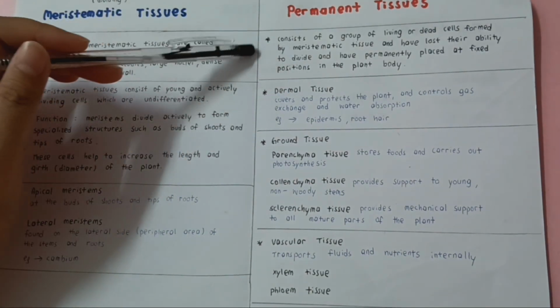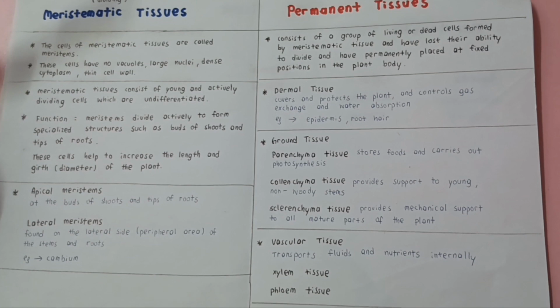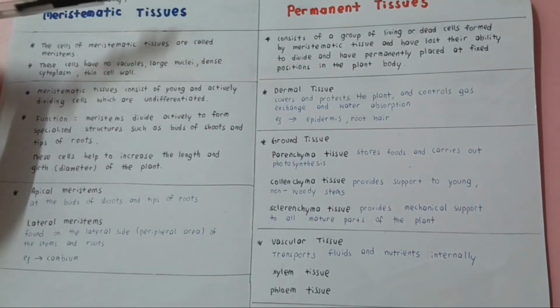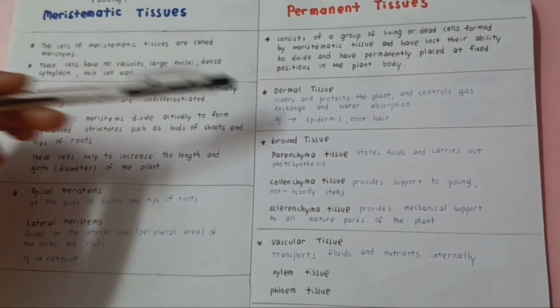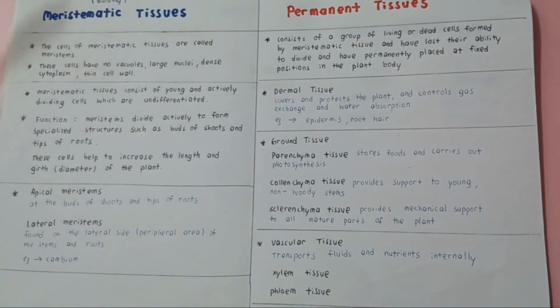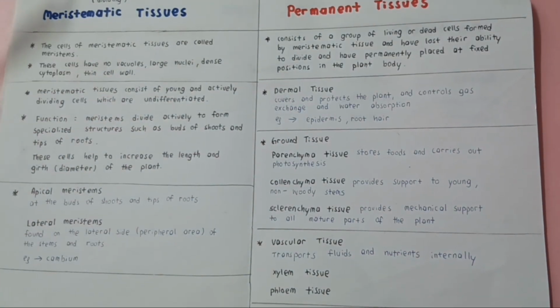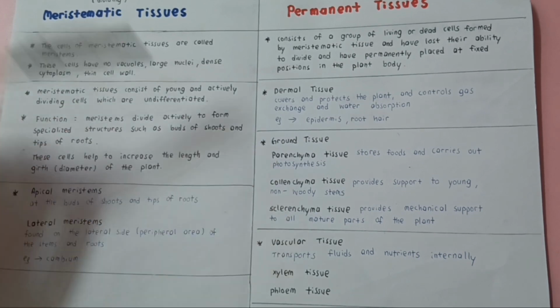This is not important, just to make you guys understand permanent tissue and the differences between permanent tissue and meristematic tissue better. And then the important part is the below one. The permanent tissue consists of dermal tissue, ground tissue, and vascular tissue.